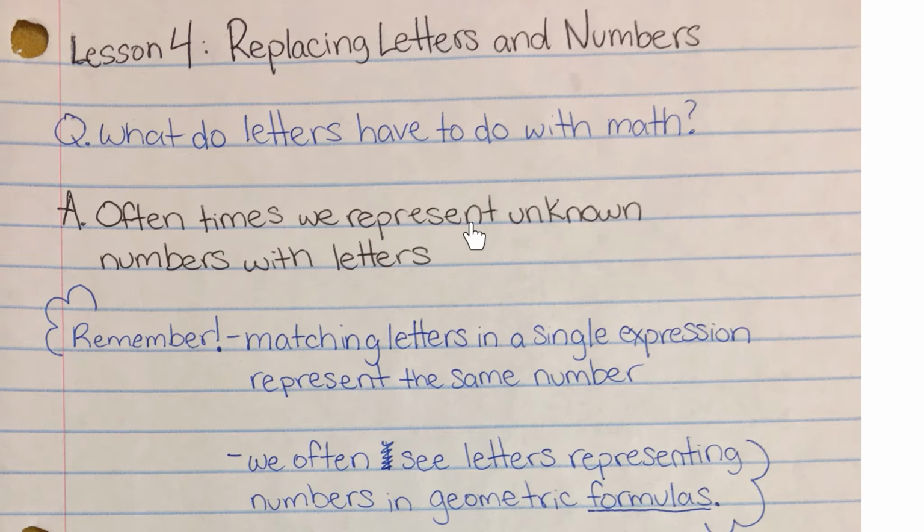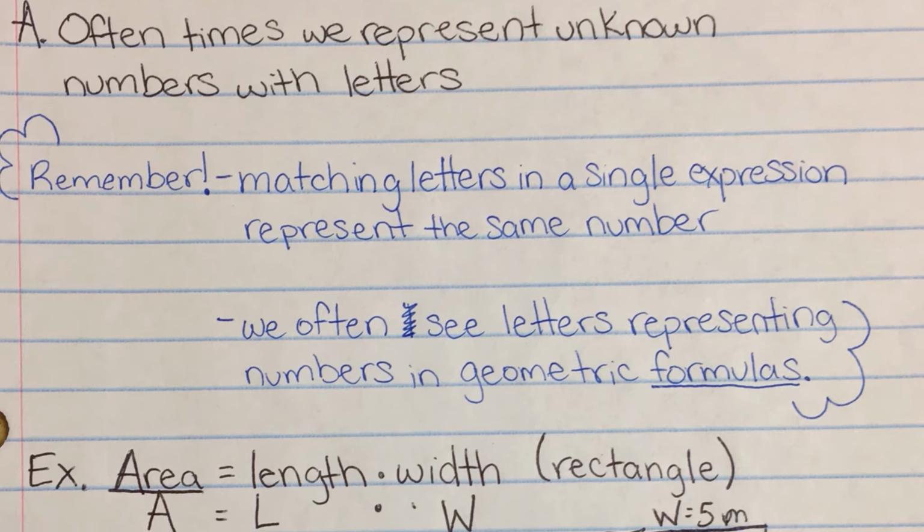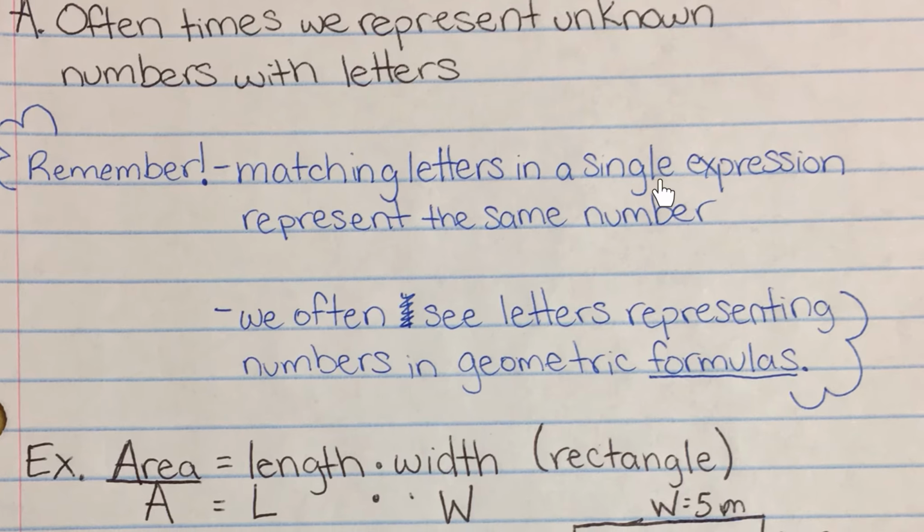Oftentimes, we represent unknown numbers with letters. When you don't know a number, we call that a variable, and we use a letter to represent those unknown numbers. A couple things to remember: in a single expression, matching letters represent the same number.